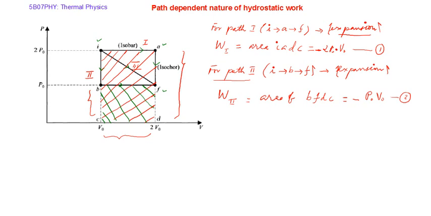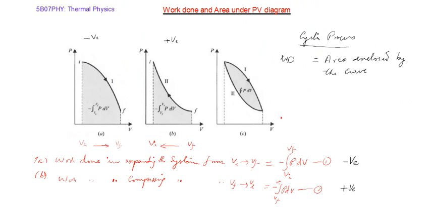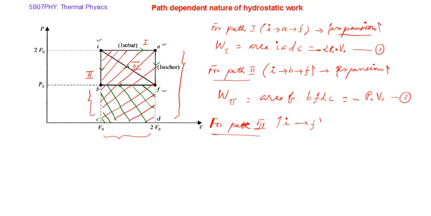Now let us consider the third possible path, which is straight away not going through any of the intermediate A or B states. For path 3, I'm just taking that straight away from I to F. Once again, the process is always expansion itself, because we are talking about the same process but going through different intermediate states.